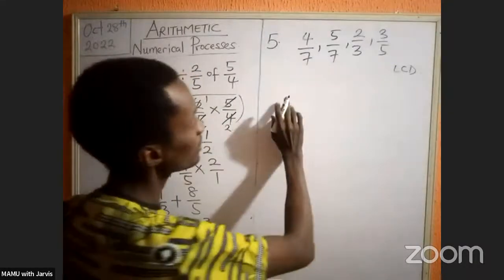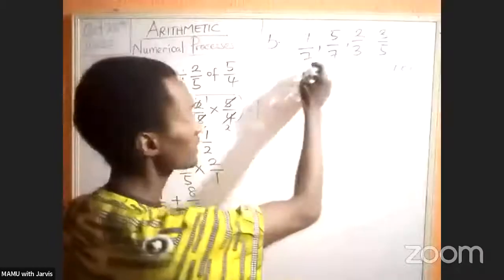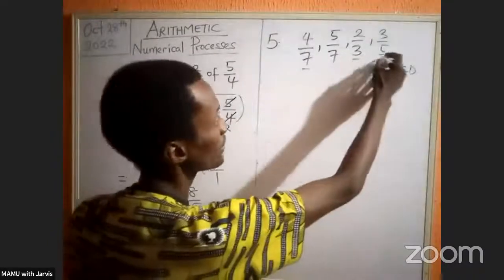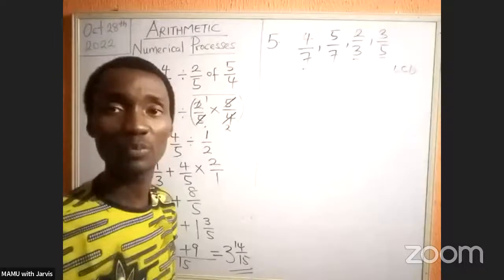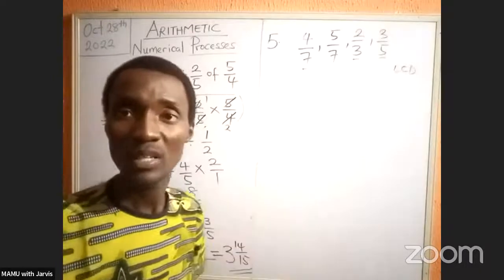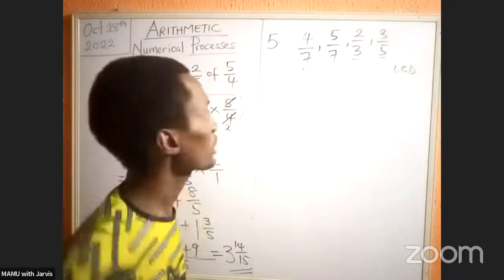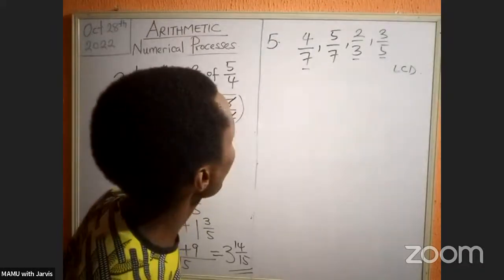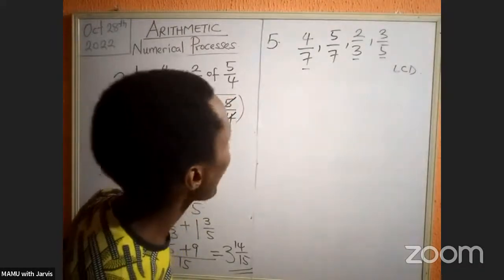Now, look at this. I look out for unique numbers. I can see 7, I can see 3, I can see 5. This is what the LCM is going to be. 3, 5, and what? 7. So 3, 5, and 7 will be my LCM. All right.